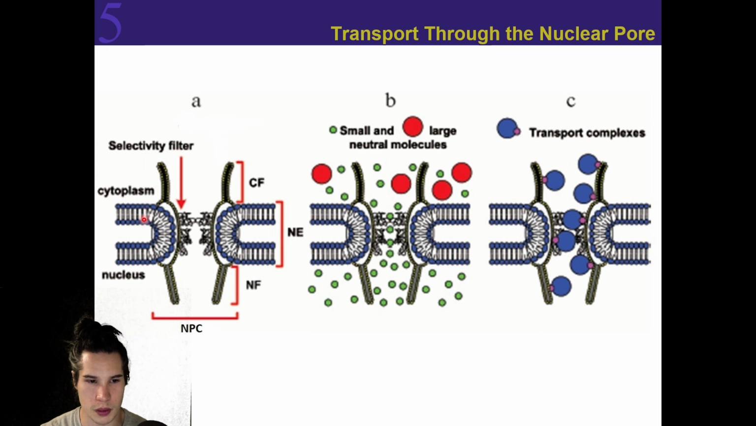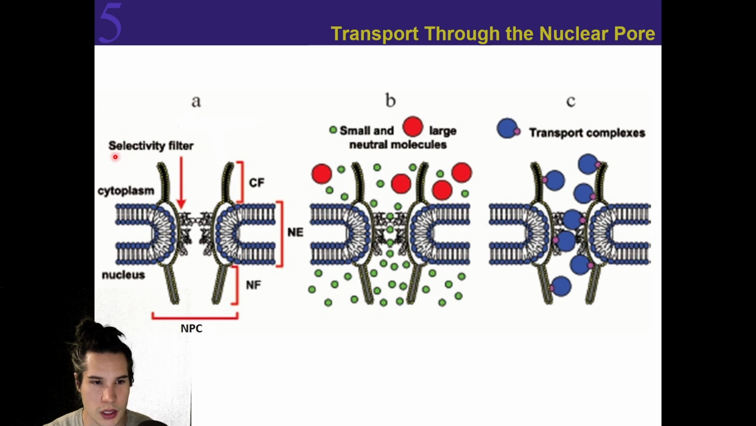Some of the anatomy here. This is your nucleus. Here's the nuclear envelope. That's what NE stands for, nuclear envelope. CF just stands for cytoplasmic filaments, and NF stands for nuclear filaments. And then your nuclear pore complex, that's what's encased right here.